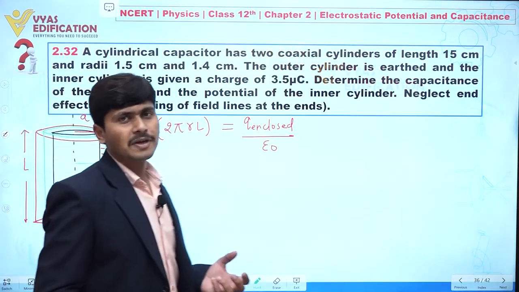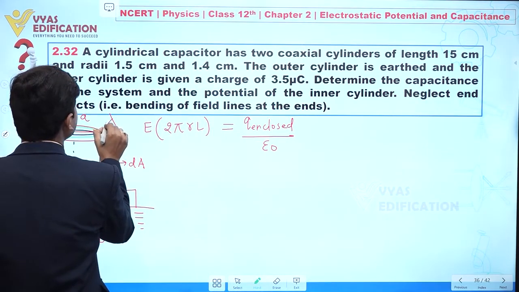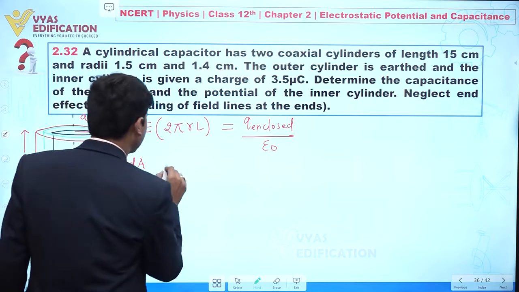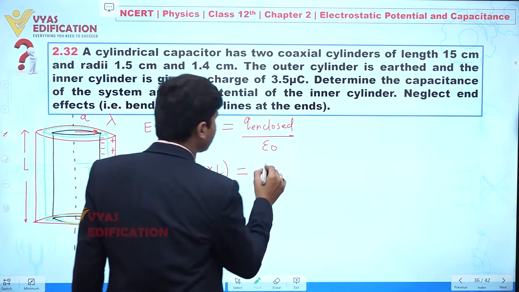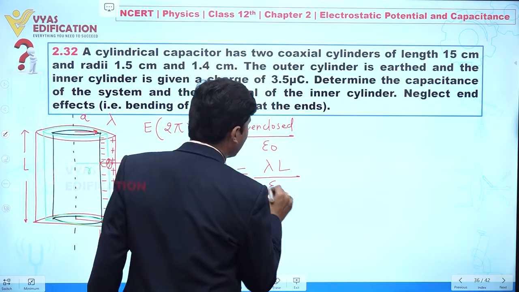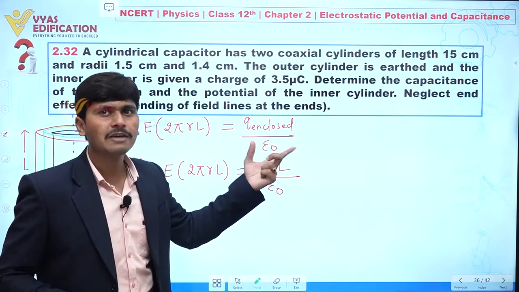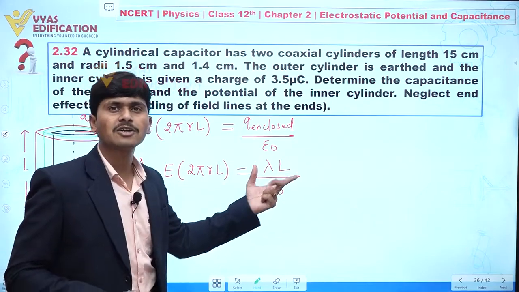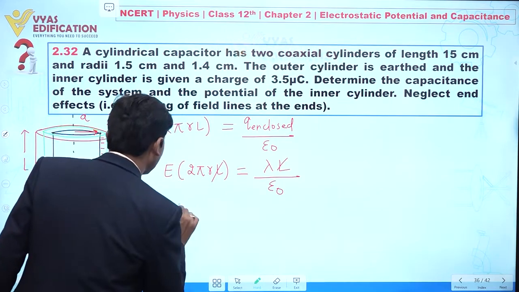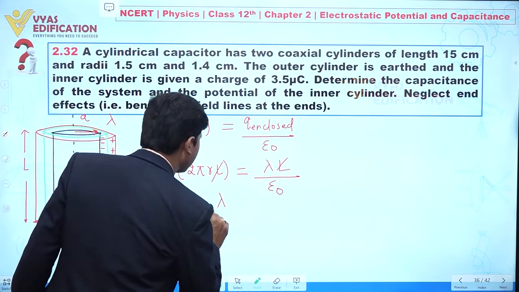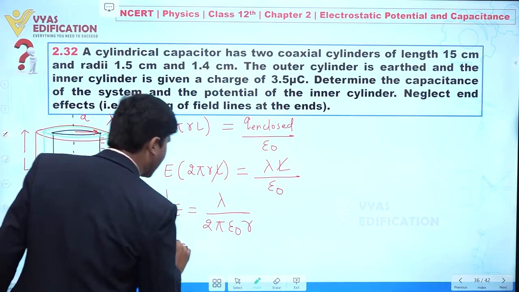Now let's suppose we have linear charge density lambda. Clear? So we can write E times 2 pi rL, and this should be equal to lambda times L divided by epsilon naught. Clear? We know we have linear charge density lambda. If we multiply it with L, we will find the total charge enclosed in the Gaussian surface. Clear to you? So from here you can say L and L cancel out. So the value of E is given by lambda over 2 pi epsilon naught, multiplied by 1 over r.